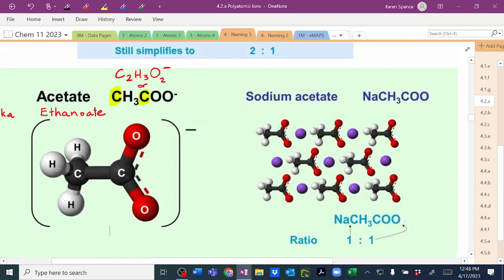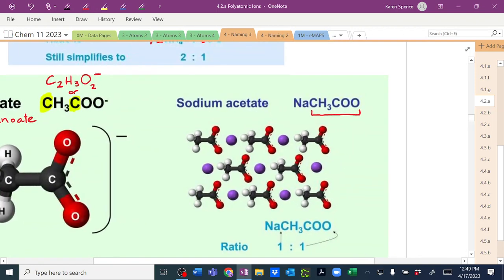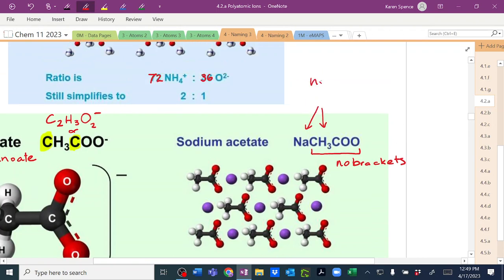Here we have sodium acetate. What do you not see around the CH3COO? There's no brackets. There's also no charge. When we write a formula, there's no charges written in the formula of the compound. There's no brackets around acetate because there's only one acetate.